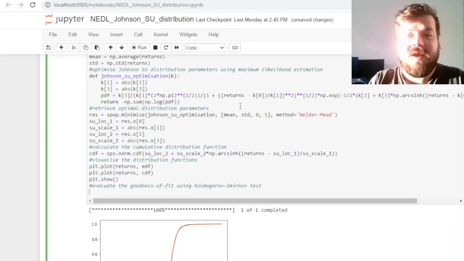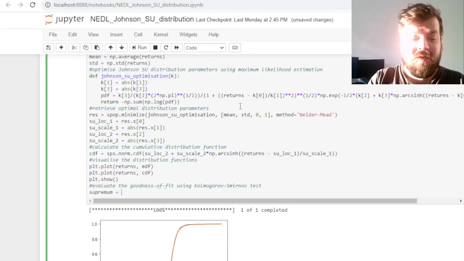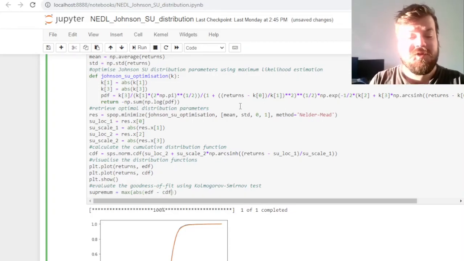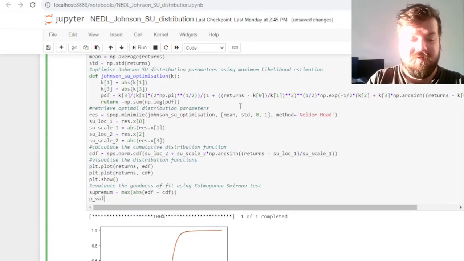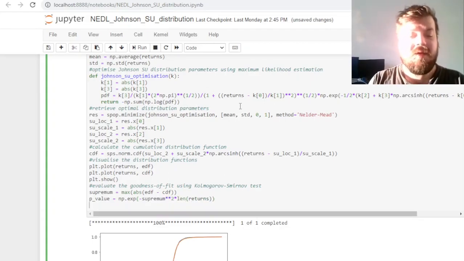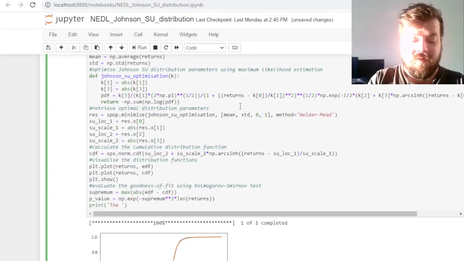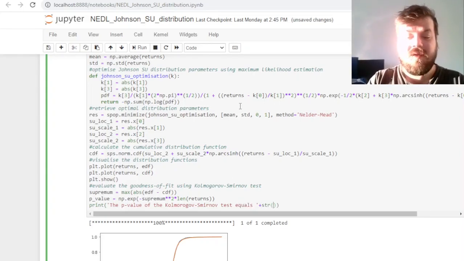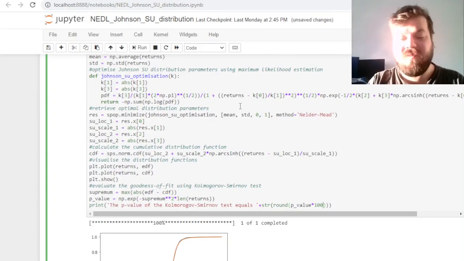So here, we can calculate our supremum, which would be the maximum of the absolute deviations between the empirical distribution function and the cumulative distribution function. And then we can calculate our p-value as the exponent of minus supremum squared times the length of returns. And finally, we can print that the p-value of the Kolmogorov-Smirnov test equals, and then we can add, again, a string transformation of the rounding of our p-value times 100, so it can be interpretable as a percentage rounded to the four decimals, and then we can add the percentage sign as well.